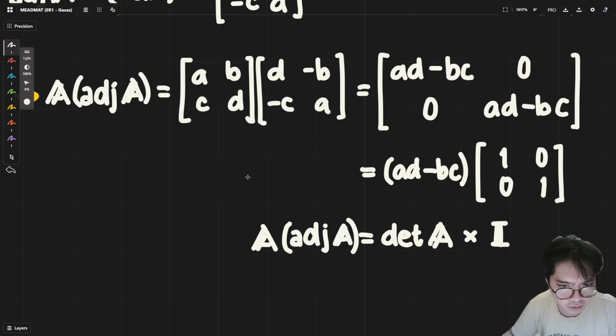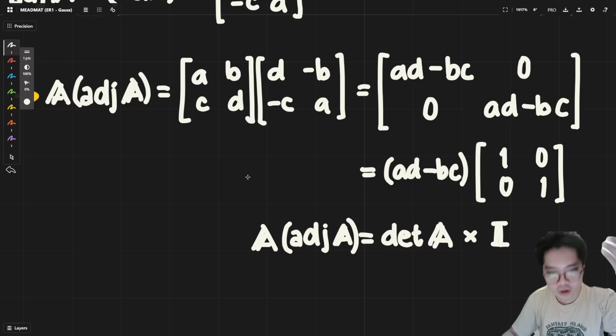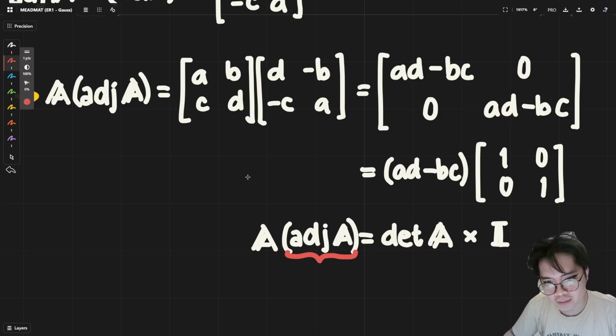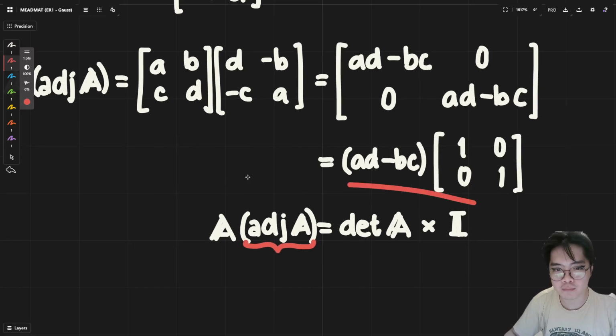Why is this so important? This is the adjoint. Basically, the adjoint of A is the matrix that is able to create this whole computation. And why is this so important for an inverse? Well, I will have to ask you guys first.